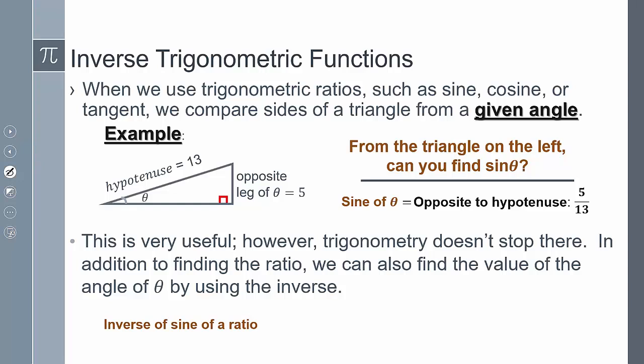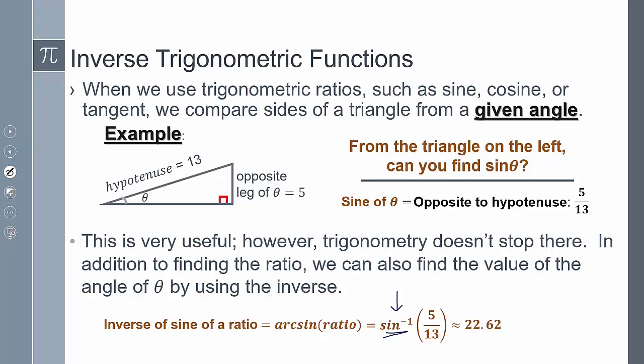ratio. Now, to find the angle, you can use the same ratio, but you're going to use the inverse of the ratio to be able to find it. So the inverse of the sine ratio, we also call arcsine. Another way of writing it is sine inverse. That's going to be, in this case, 5/13. But the idea of this inverse helps you find the angle.